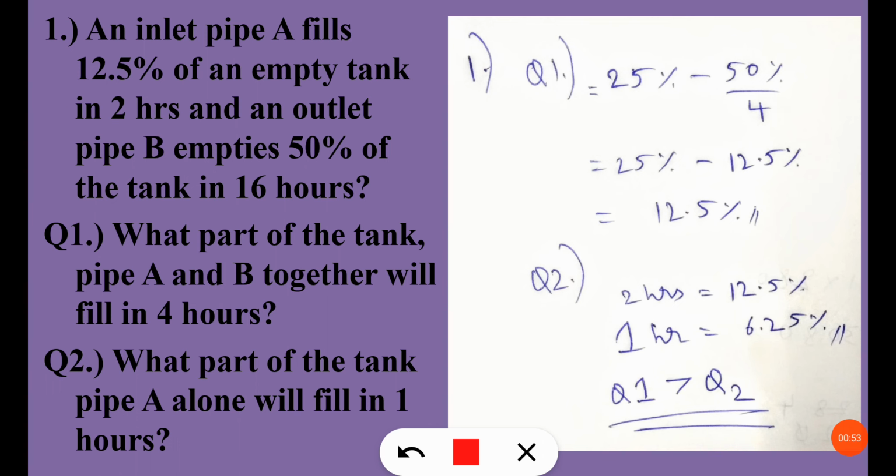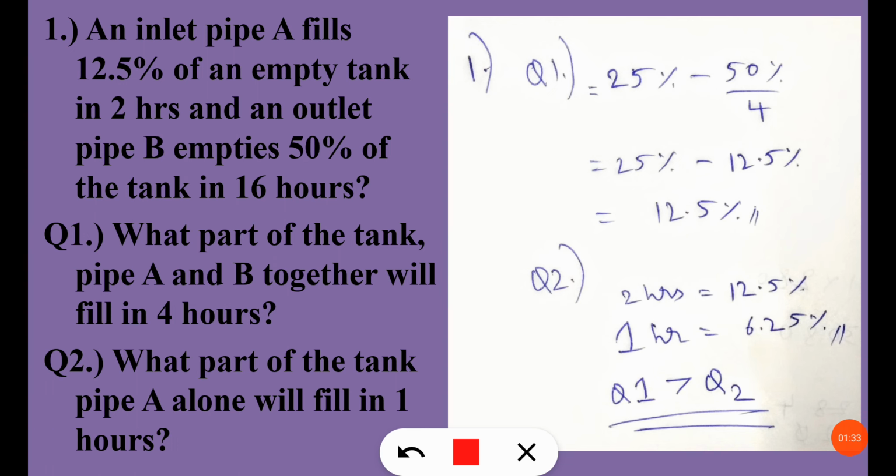Coming to Quantity 1. What part of the tank will pipes A and B together fill in 4 hours? It is clearly given that in 2 hours pipe A does 12.5% of work. In 4 hours it does 25% of work. Again, pipe B empties 50% of the tank in 16 hours. How much does it empty in 4 hours? When time is reduced to 4 hours, 50% is also divided by 4. So 25% minus 50% by 4, that is 25% minus 12.5%. The Q1 value is 12.5%.